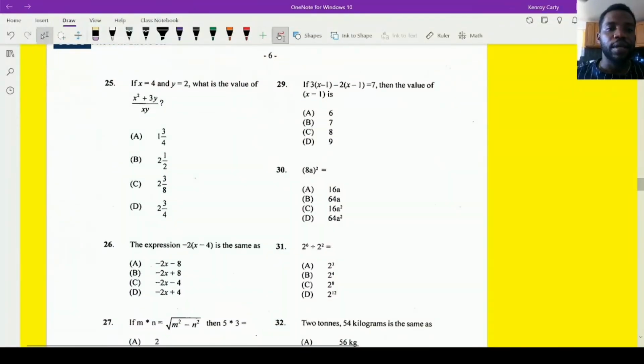Question 25, and of course this looks like a substitution question. It says if x is equal to 4, y is equal to 2, what is the value of this? Now all you need to do, guys, is replace the various things with their values. So you're going to replace x by 4, so you're going to have 4 squared plus 3y, y is 2, we put the 2 in a bracket, all over xy, x times y, which is 4 times 2. So that's going to give me 16 plus 6 over 8. 16 plus 6 is going to give me 22 over 8.